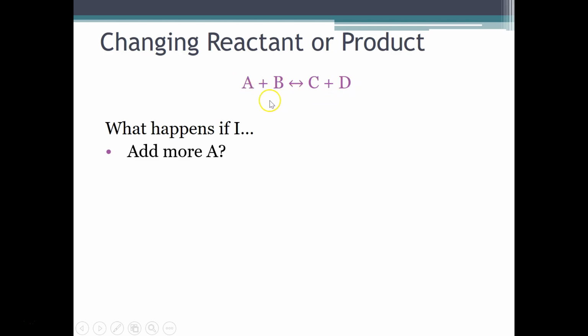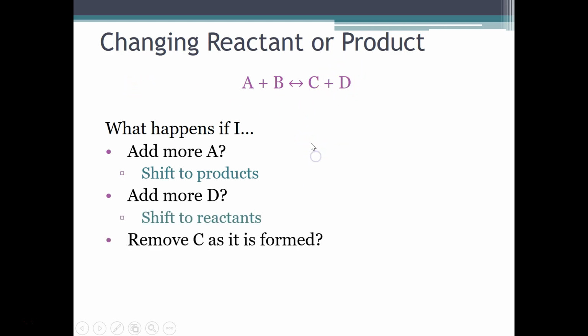Now, I also like to think about this like a tube of toothpaste. If we have a full tube of toothpaste and we jam more toothpaste on the reactant side, that's going to cause toothpaste to be squeezed out onto the product side. So if I add more A, it'll shift toward products. If I add more D, the same thing will happen, only in reverse because we're adding more product, and it'll shift toward reactants.